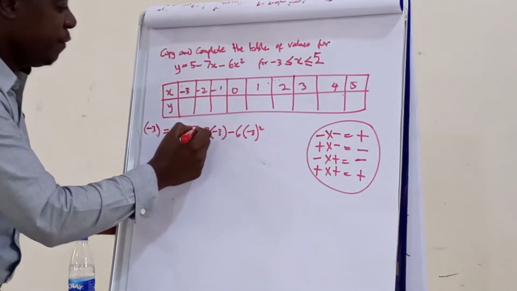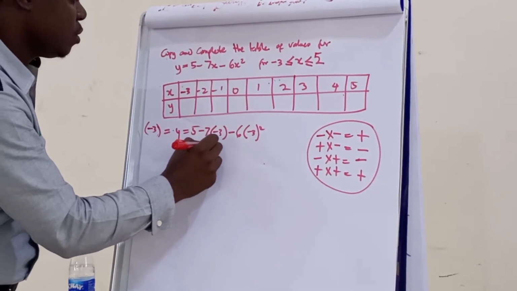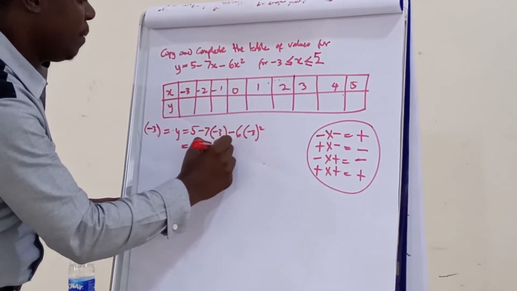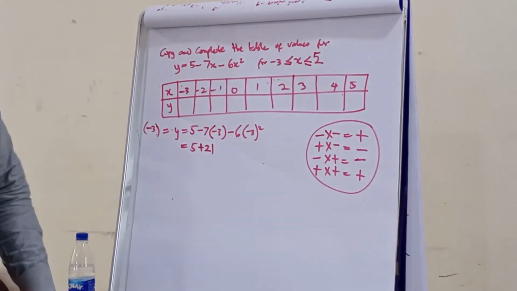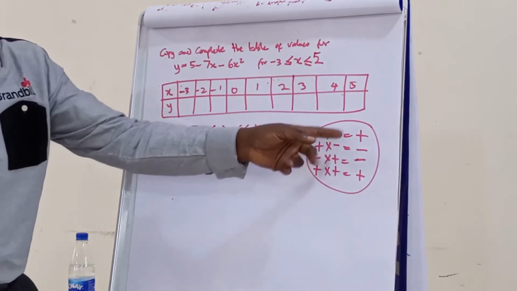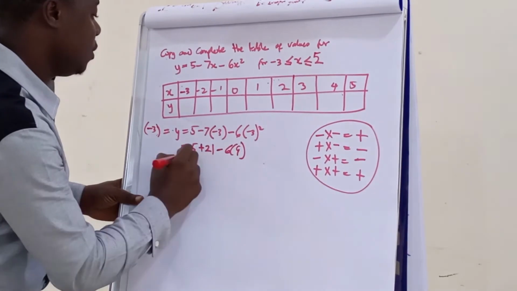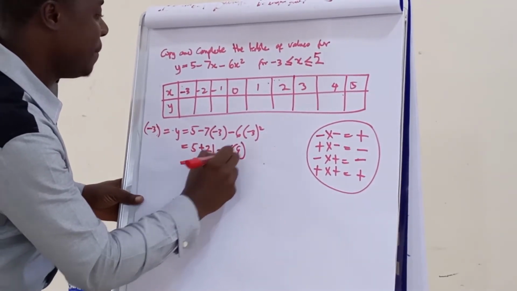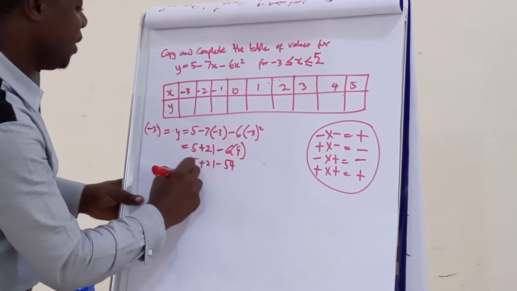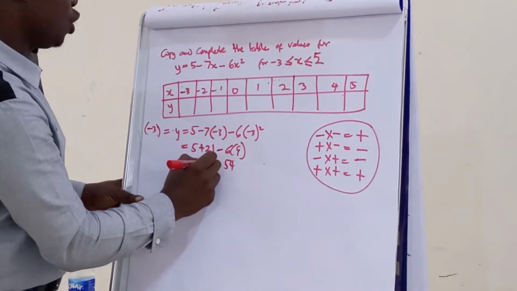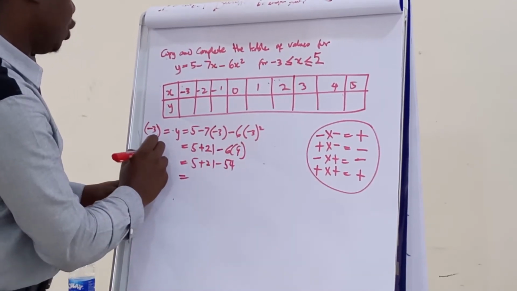So, this is giving you minus 7 times minus 3 equals to what? Plus 21. Now, see, minus 6 times 3 squared. 3 squared is equal to what? 9. Minus, because minus times minus equals to what? Plus. So this is 9. So you see, minus 6 times 9. So you have 5 plus 21 minus 54. Somebody help me with this. 5 plus 21 is 26. 54 minus 26 equals to what?